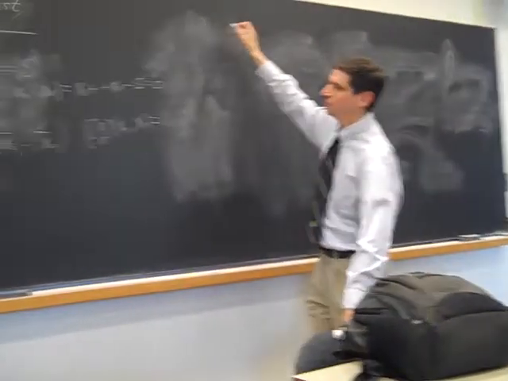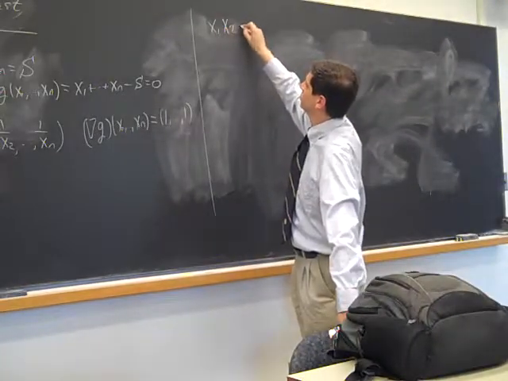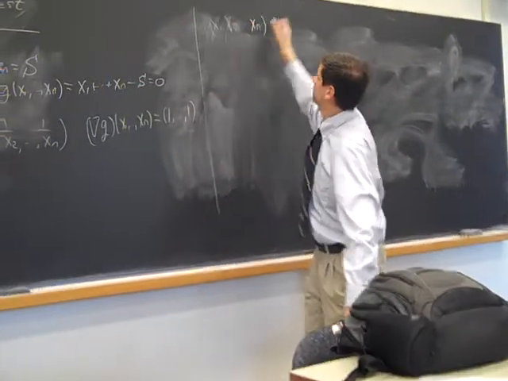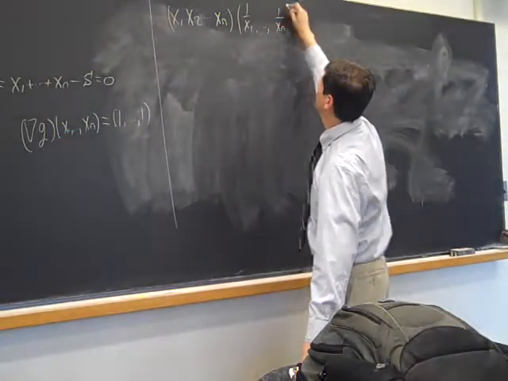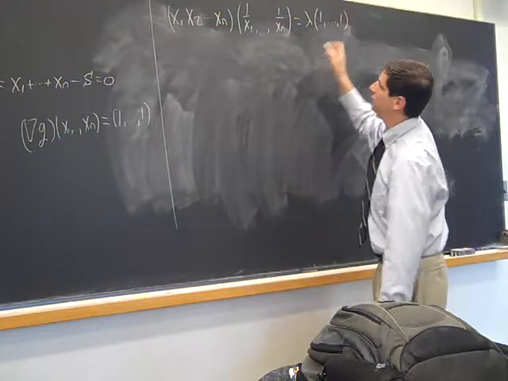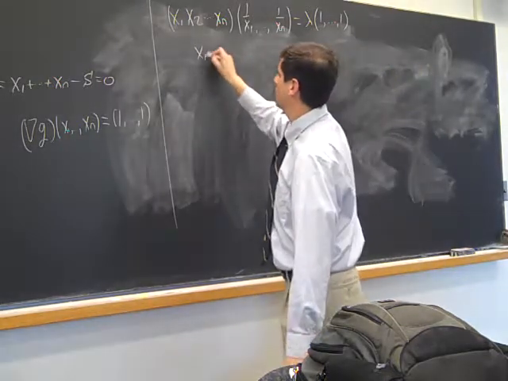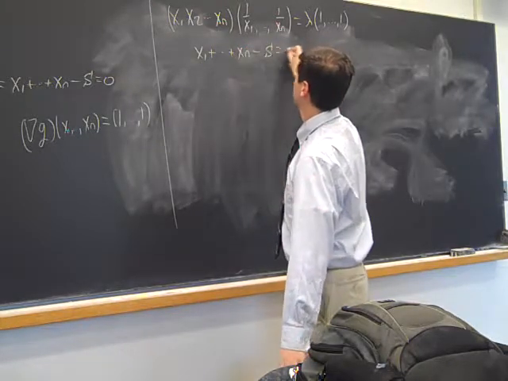Okay, now we're going to come over here and actually solve. So we want x1, x2, ... xn times 1 over x1, ... 1 over xn equals lambda times 1, 1. And we want x1 plus ... xn minus s equals 0.